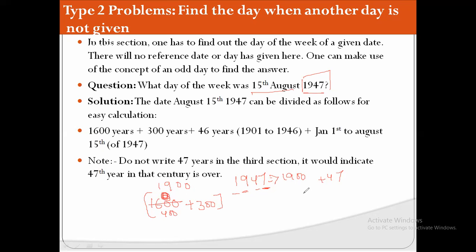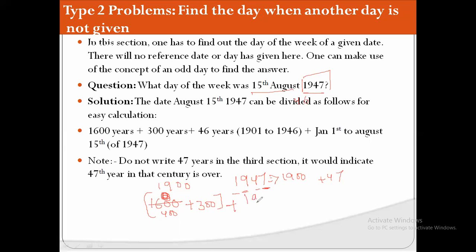Just for simplification only. If it is 2024, then I can write 2000 plus 24 years, because it simplifies the calculation of odd days. So 0 for 1600 years, plus 300 years. For this 47, the 47th year is not yet completed. So up to 46 we will take. From 46 afterwards, whatever the days are for the months, then we can calculate. I hope that you have understood.